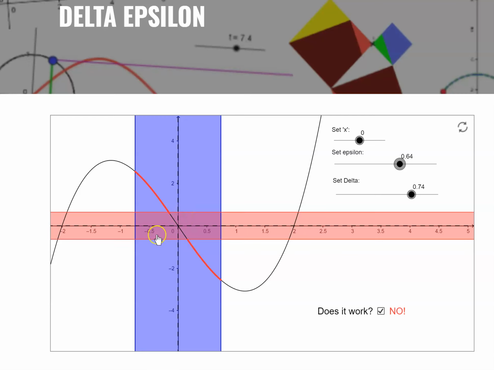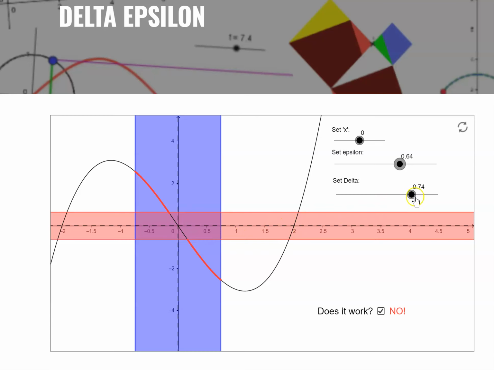Now we can see that segments of this curve are emboldened in red, indicating that they don't fall within that range of negative 0.64 to positive 0.64. They fall without that range. What that means is this interval is far too big to guarantee results within that range.